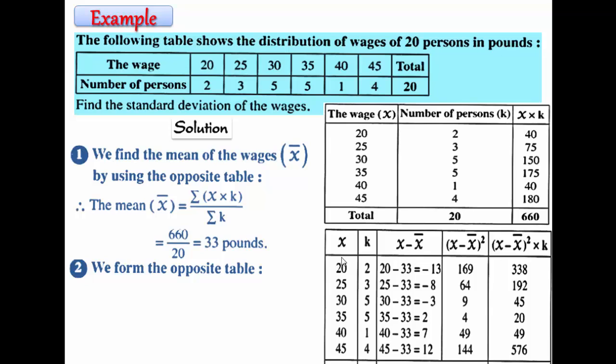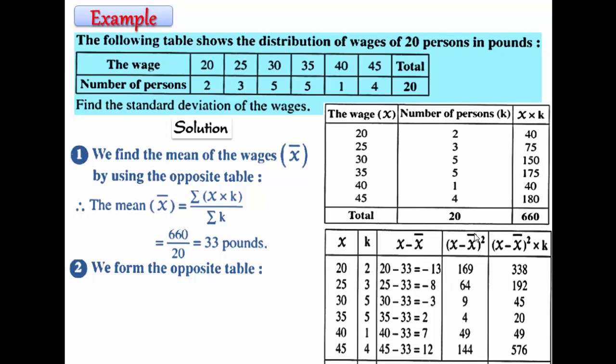X minus x bar will be 20 minus 33. 33 here represents x bar, or the mean, which we got before. 33 will be subtracted from each element of x. 20 minus 33, the difference will be negative 13, and so on.